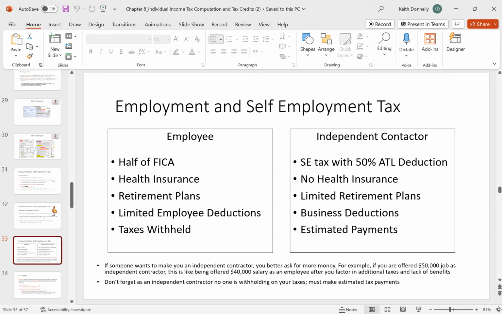You do get business deductions, those expenses on Schedule C. However, you have to make quarterly estimated payments. So what's the upshot of all of this? If you are an independent contractor, you likely should ask for more money, because you're missing out on things like health insurance and retirement contributions. When you look at the entire package, you need to get paid more if you're an independent contractor.